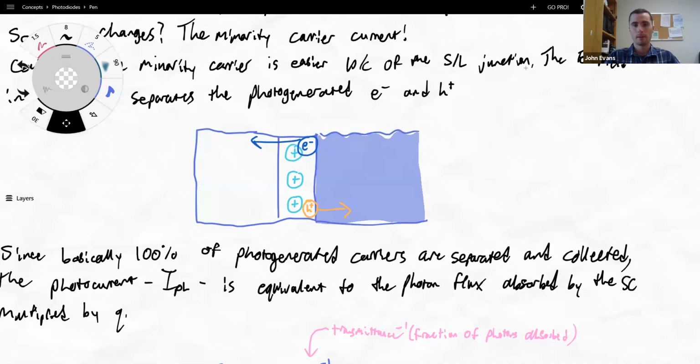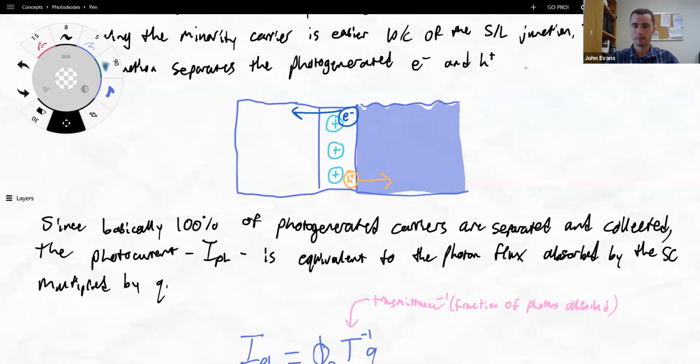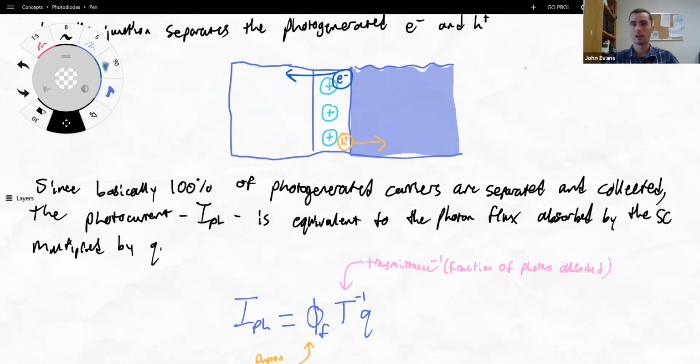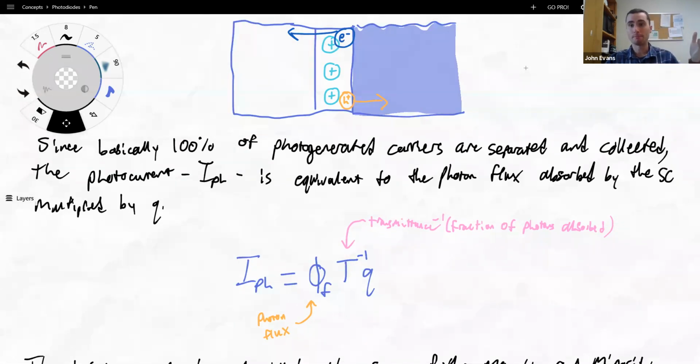So since the carriers are separated and collected, the photocurrent, I_PH or J_PH, remember J is just the current density, so that's just I divided by A. The photocurrent is equivalent to the photon flux absorbed by the semiconductor multiplied by the fundamental charge. It's literally just how many photons you are getting, multiplied by the fundamental charge, and that's your photocurrent. So you can directly relate photocurrent to the number of photons that you absorb.